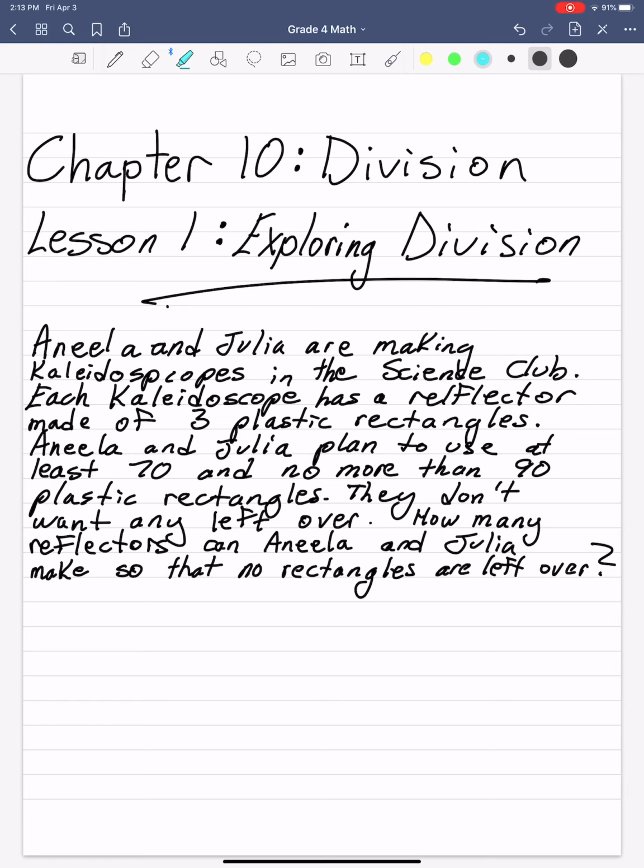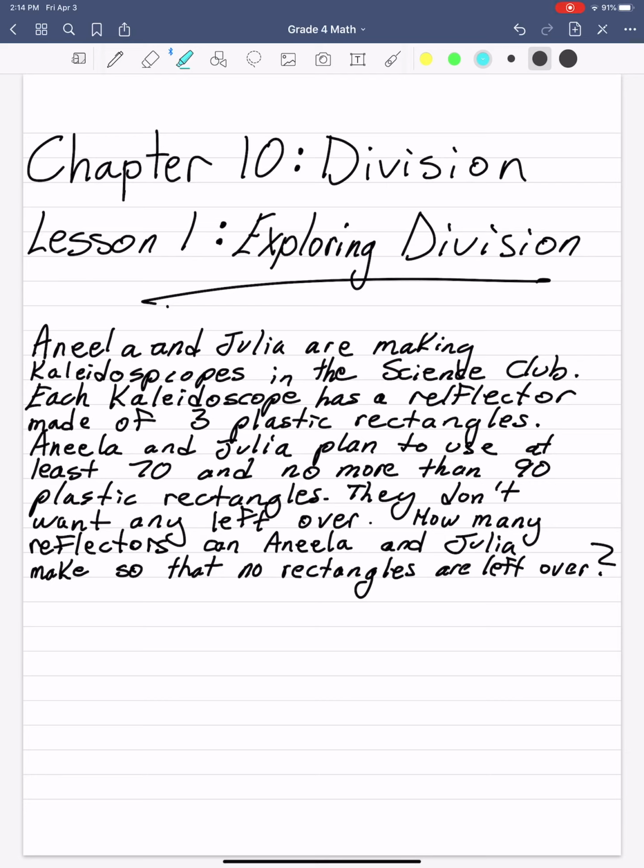Anila and Julia are making kaleidoscopes in the science club. Each kaleidoscope has a reflector made of 3 plastic rectangles. Anila and Julia plan to use at least 70 and no more than 90 plastic rectangles. They don't want any left over. How many reflectors can Anila and Julia make so that no rectangles are left over?